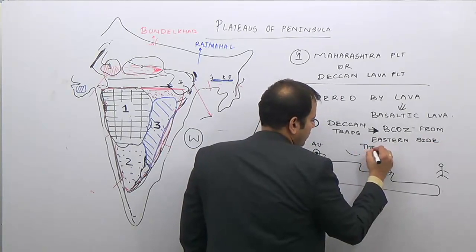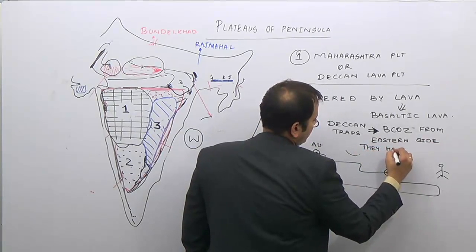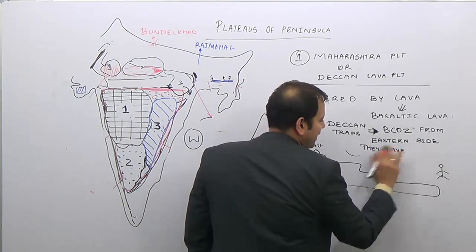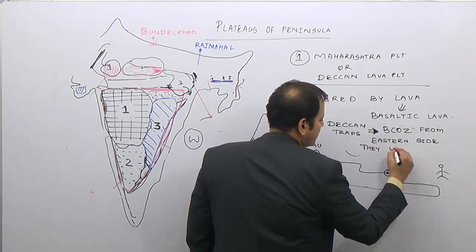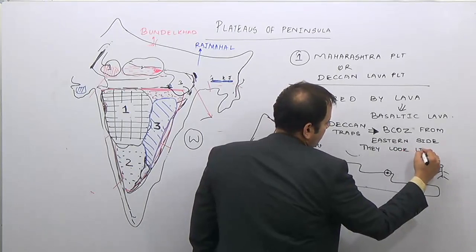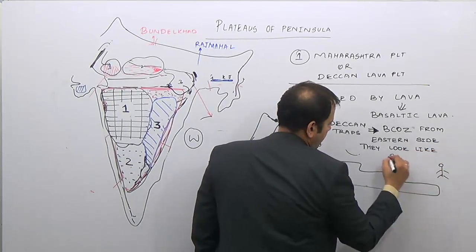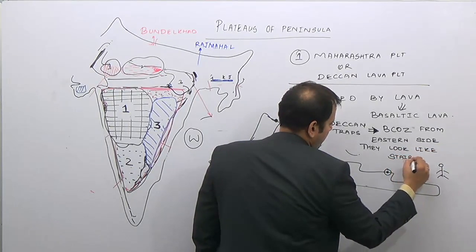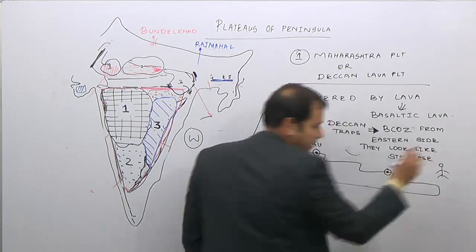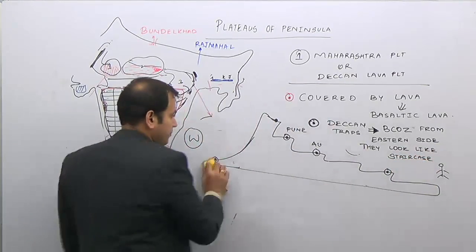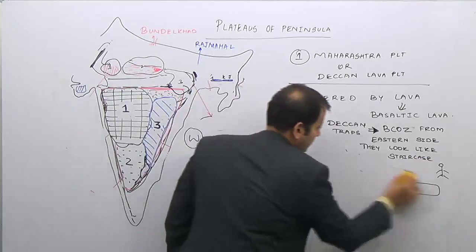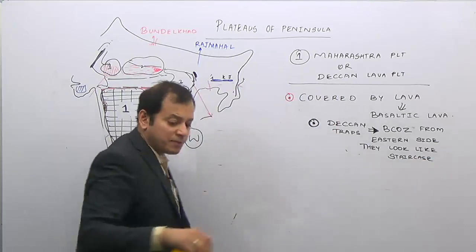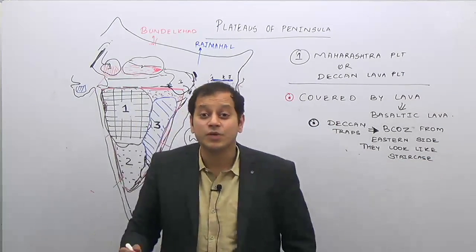they look like a staircase. As I told you, traps means staircase in the Swedish language.